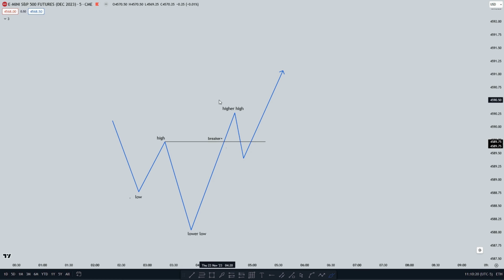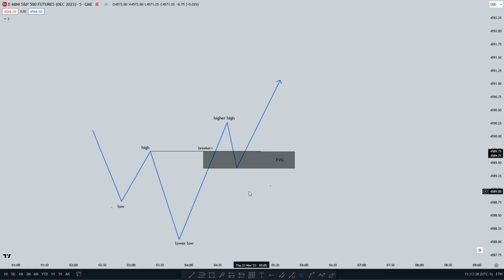So now that we have formed a higher high, we want to see price going down into this breaker range right here, and then distribute higher. Something that I like to see when we have formed a breaker is a PD array that combines with that breaker we just formed. So let's say we have a fair value gap right here, and that fair value gap combines with our breaker model. So that's what I personally like to see when we have formed a breaker.